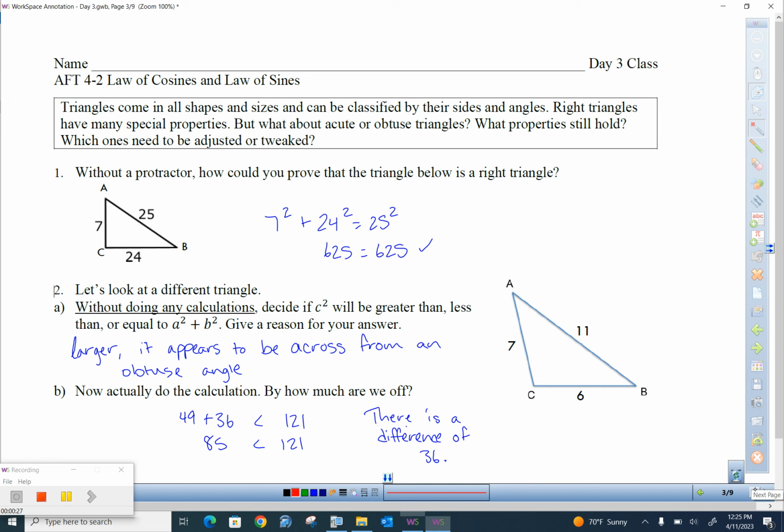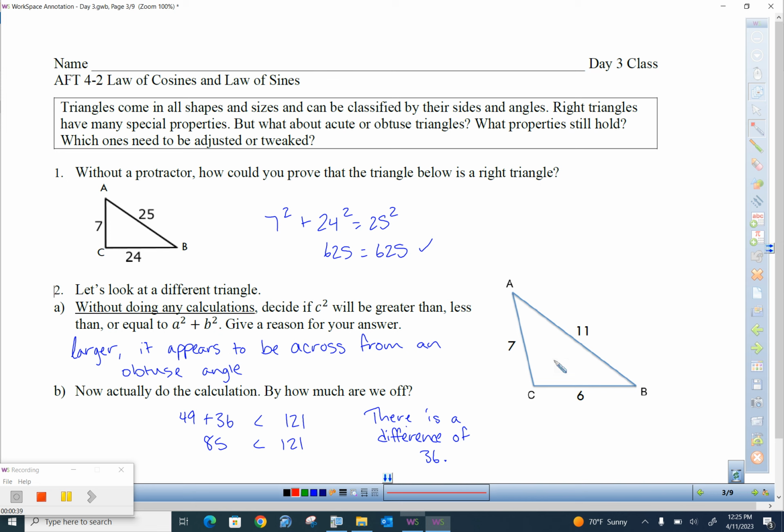First one is just the Pythagorean theorem to check. When we're talking about not using calculations, what I wanted you to look for here was just how we know angles and the sides opposite of them relate to each other. So here, it appears to be an obtuse triangle, so this 11 is larger than our other two sides, and then of course when we square those, those are going to be the same.